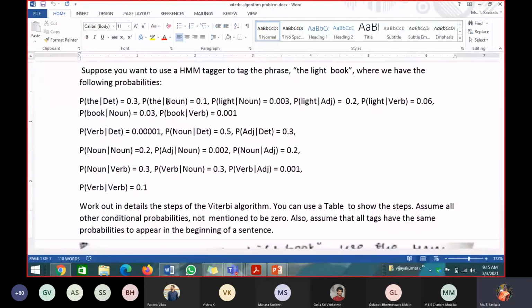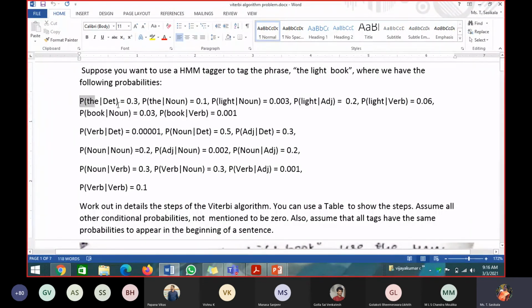For the second word, light, how many combinations they have given? 3. They have given light as a noun, light as an adjective, and light as a verb, each with a probability. Among these 3, light should have only one. Which one is correct? We have to find out. And the third word is book. How many probabilities does book have? 2. Very good. What are the 2 probabilities? Noun or verb. So among these two we have to find one.